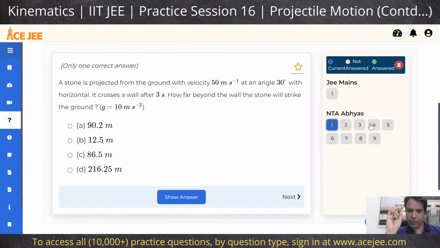A stone is projected from the ground with a velocity of 50 meters per second at an angle of 30 degrees with the horizontal, and it crosses a wall after 3 seconds. How far beyond the wall will the stone strike the ground? The height of the wall is not given, right?